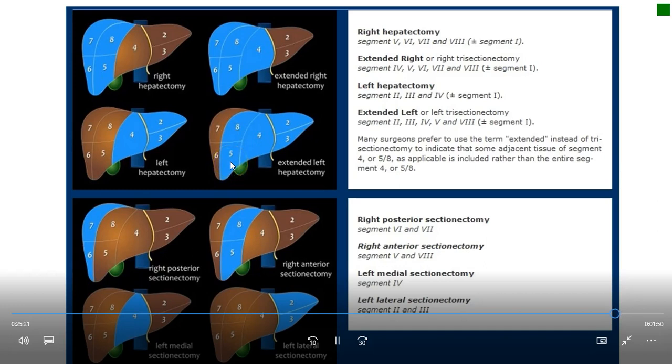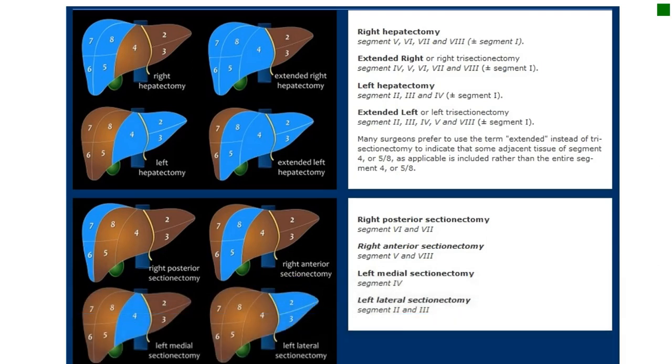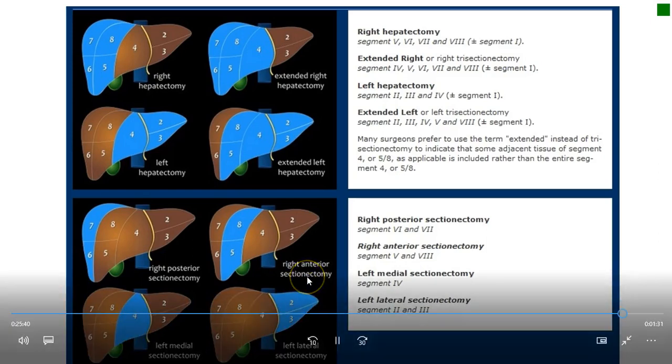And then they can just do the right posterior sectionectomy and the right anterior sectionectomy, left medial and left lateral, so they can take out just those segments. It appears they don't do any just inferior or superior portions of the liver. It's always a superior and inferior portion together.